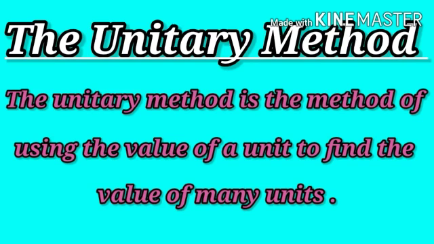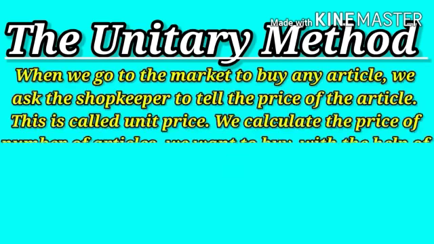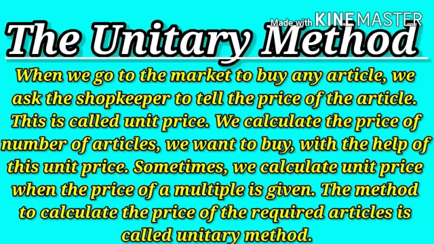The unitary method. The unitary method is the method of using the value of a unit to find the value of many units. When we go to the market to buy any article, we ask the shopkeeper to tell the price of the article. This is called unit price. We calculate the price of the number of articles we want to buy with the help of this unit price. Sometimes we calculate unit price when the price of a multiple is given. The method to calculate the price of the required articles is called the unitary method.